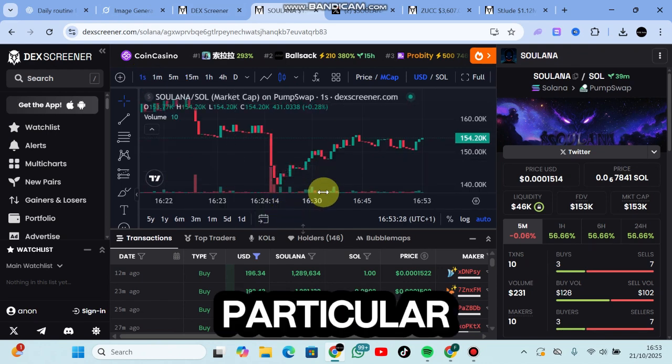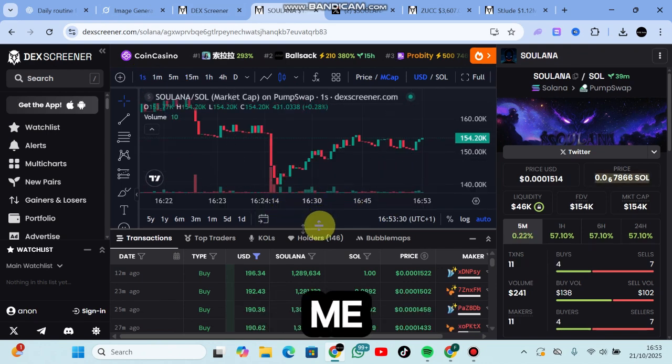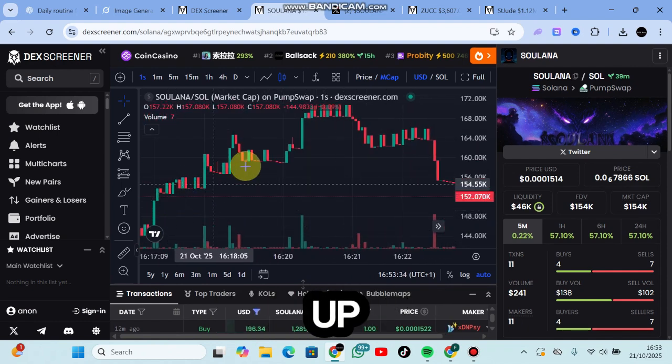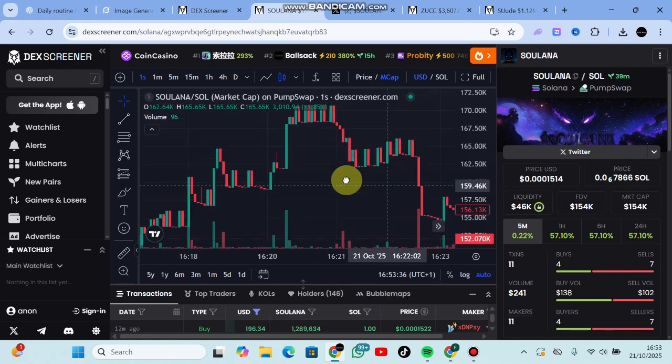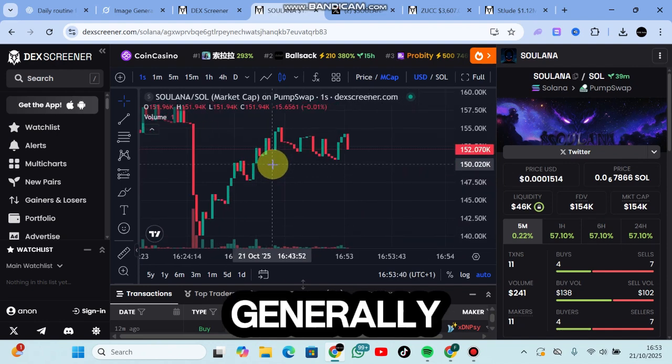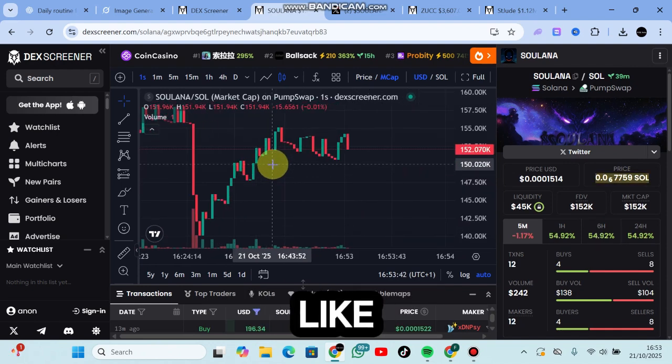You can see this particular chart, right? Let me take this down. You can see this particular chart. There, it went up and went down. Like I can see, went up and went down. This means that these are people that are generally interested in it. They are buying and selling the coin, not the dev trying to pump it.